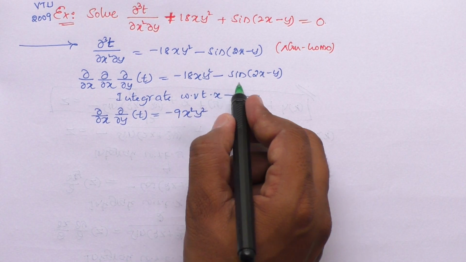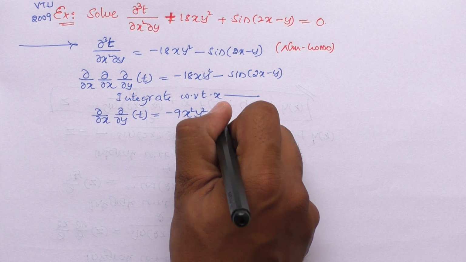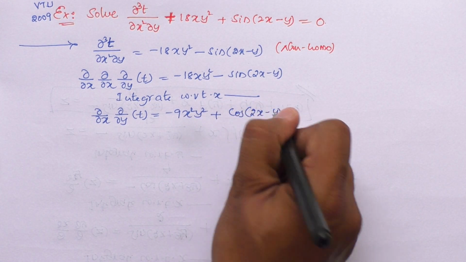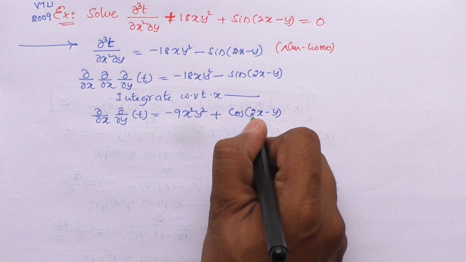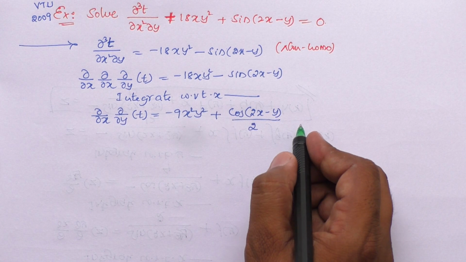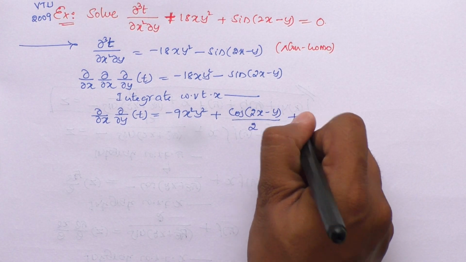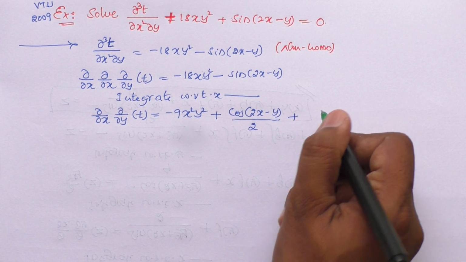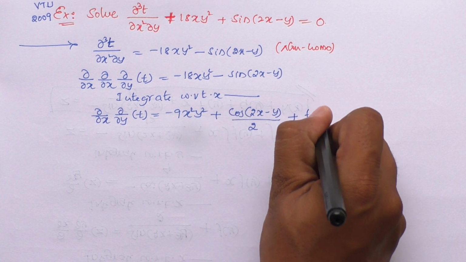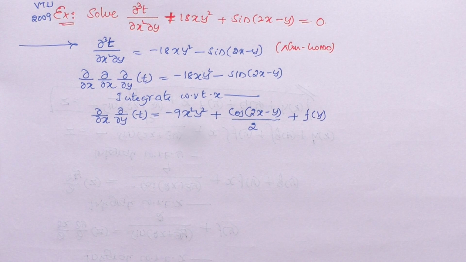So integration of minus sine. Minus sine is plus cos: cos(2x minus y). But the multiple of x is 2, so in case of integration you divide by it, plus an arbitrary constant. The constant term, when you are integrating partially with respect to x, will be a y term, f of y. So this is what we got.